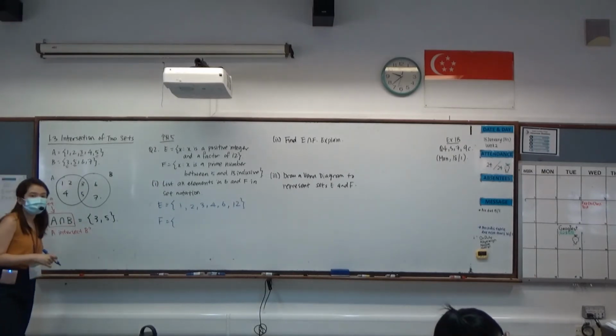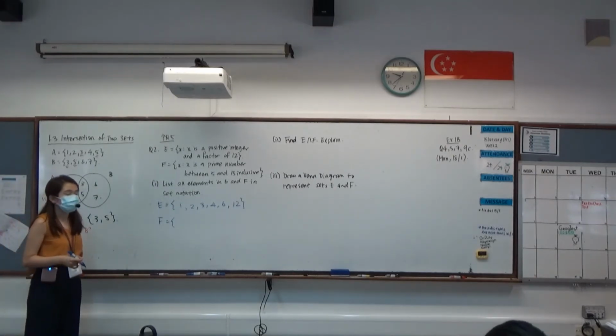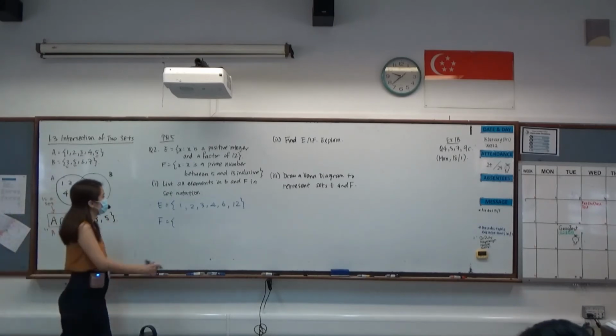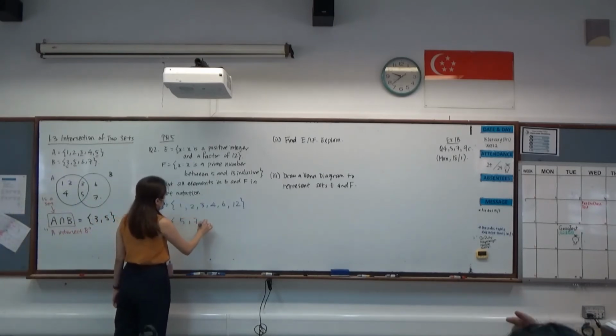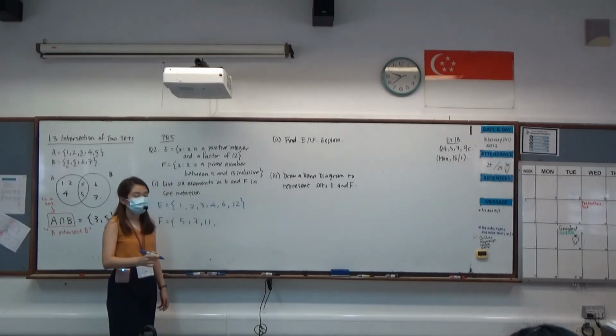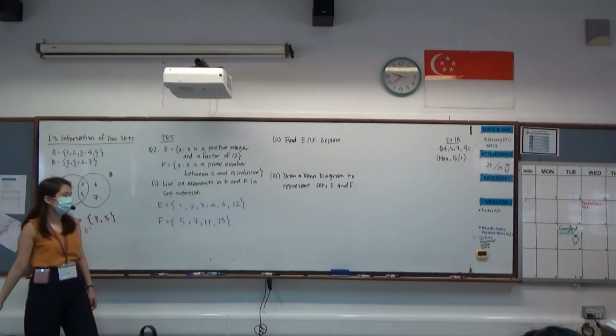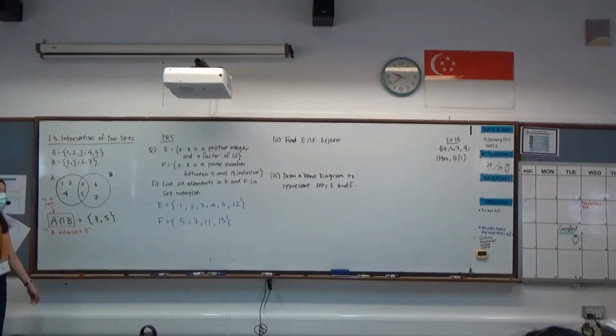What about in F? What are the elements in F? Kelly? 5, 7, 11. Anything else? 13. Okay, since the question says that it's inclusive, so 5 and 13 are included. Right? So now we want to find out what is E intersect F.